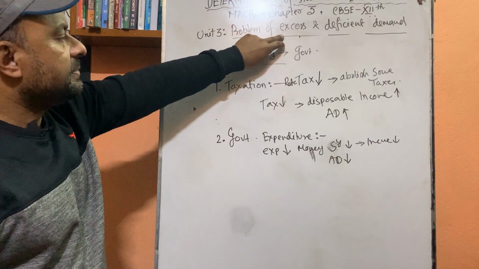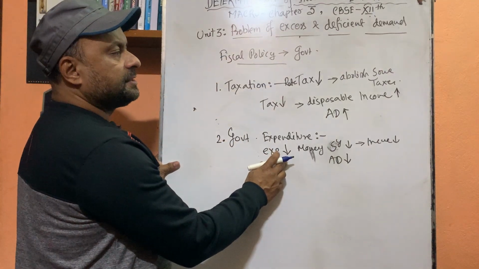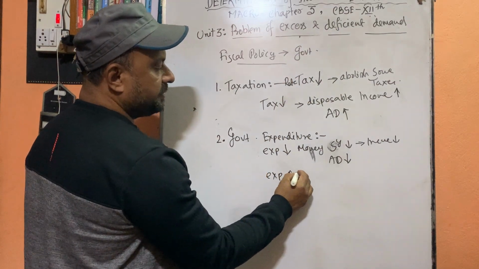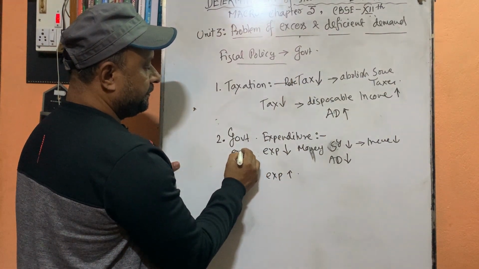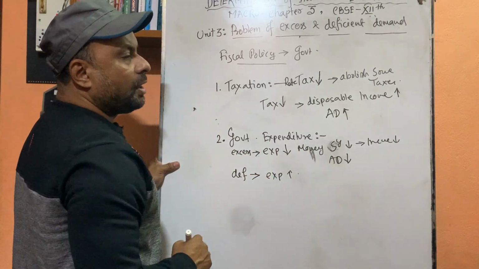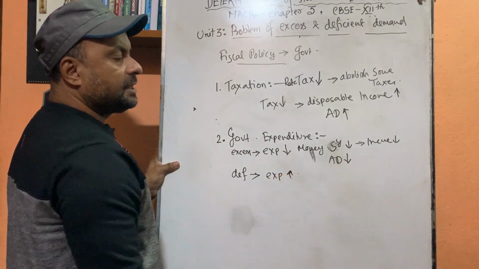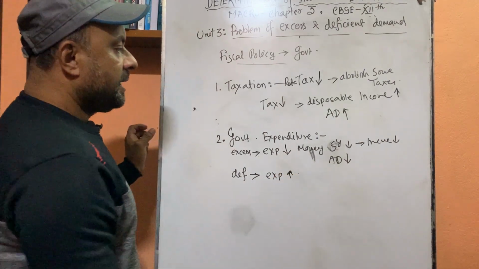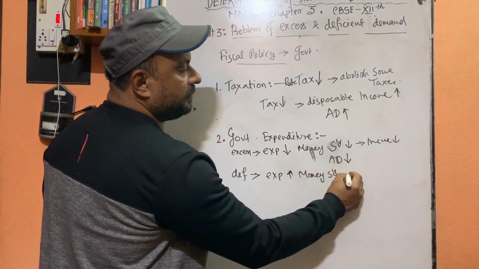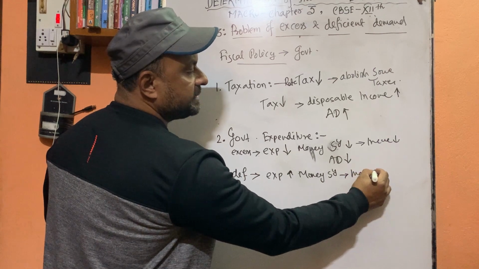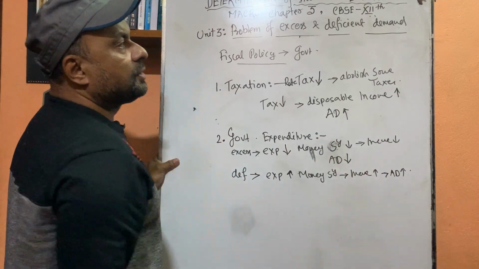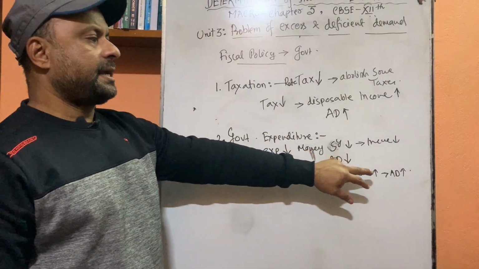So when there is excess demand, government will reduce its expenditure, but in case of deficient demand, government will increase its expenditure on various productive or maybe unproductive activities. At that time the economy's money supply will increase, people's income will increase due to the rise in employment, and aggregate demand level also will increase, because in deficient demand our target is to increase the aggregate demand.